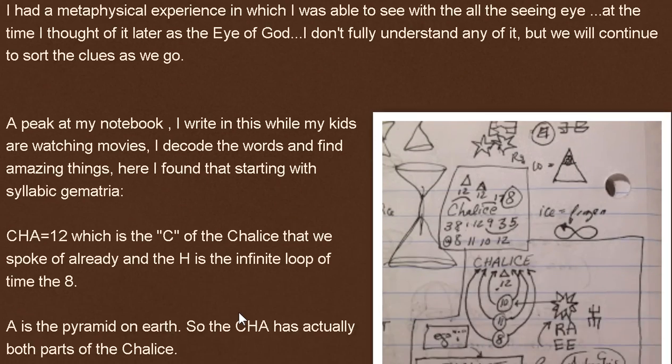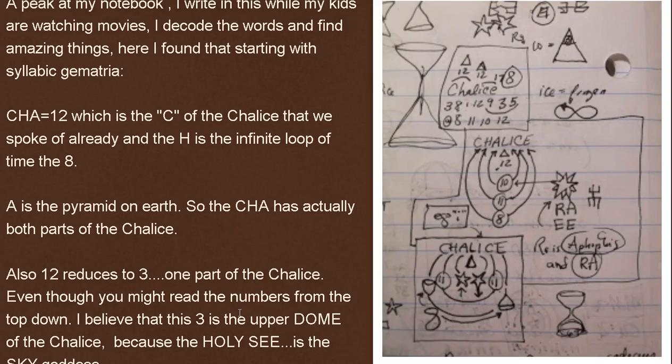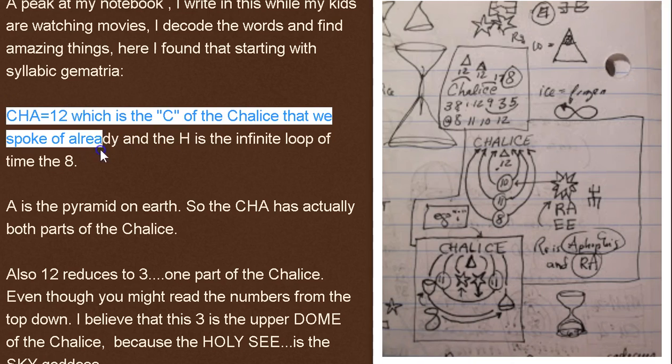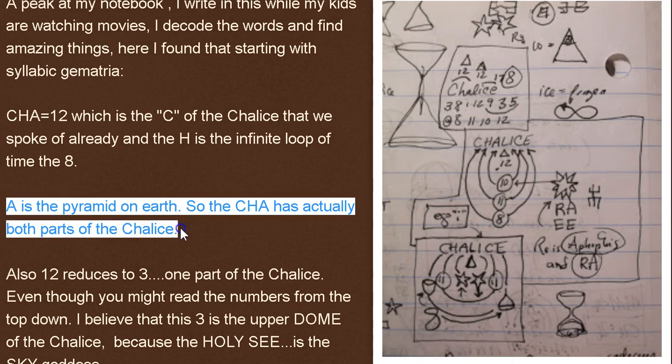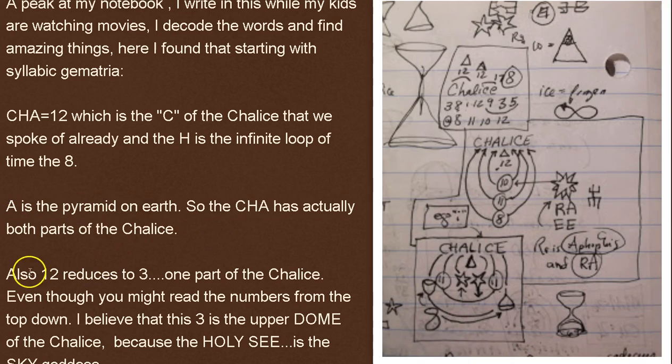A peek at my notebook. I write in this while my kids are watching movies. I decode the words and find amazing things. Here I found that starting with syllabic gematria, Cha equals 12, which is the C of the chalice that we spoke of already, and the H is the infinite loop of time, the 8. A is the pyramid on Earth. So the Cha actually has both parts of the chalice. Also 12 reduces to 3, one part of the chalice.